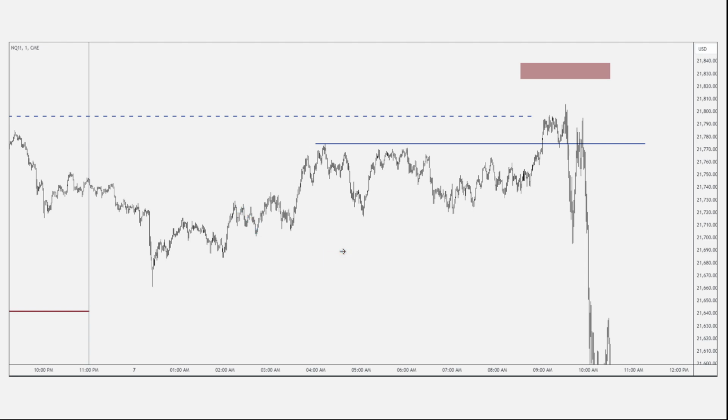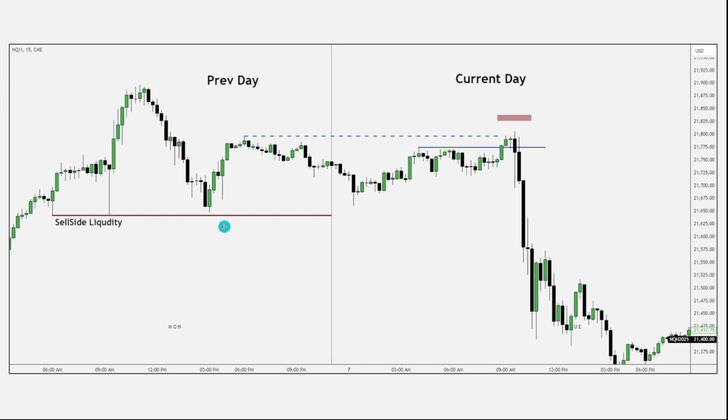It should be in line with your daily bias. It might not be, and that's okay. You're probably going to have a purge and revert case there if it's not aligned with your 15-minute draw, which would be sell side.